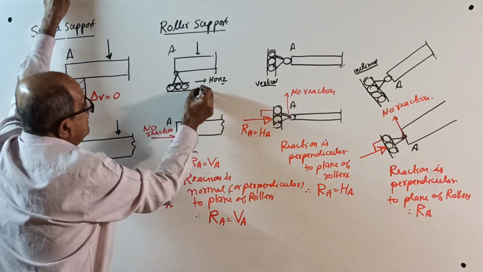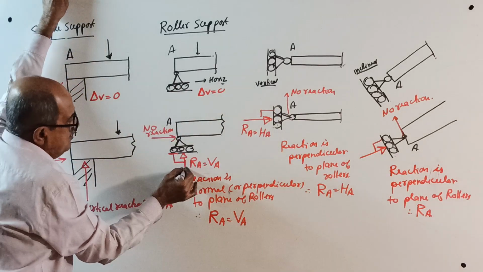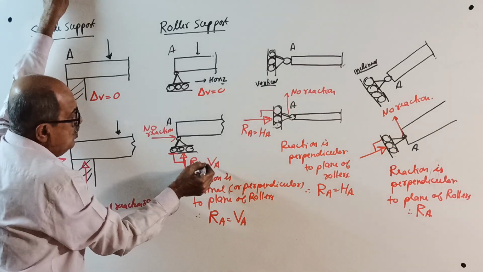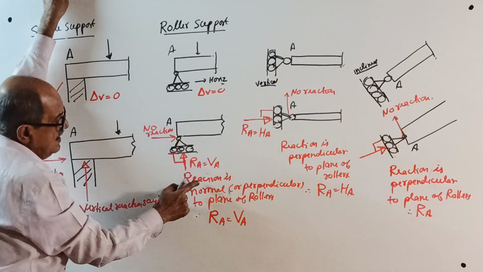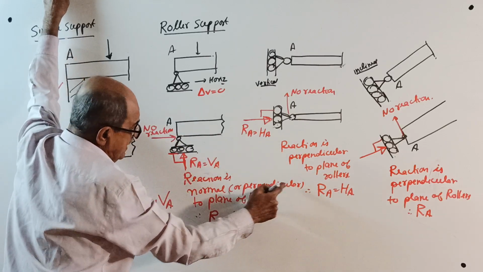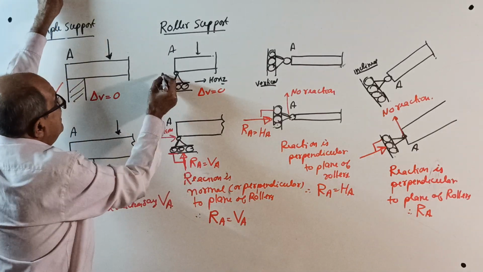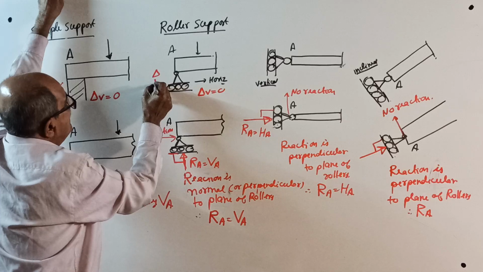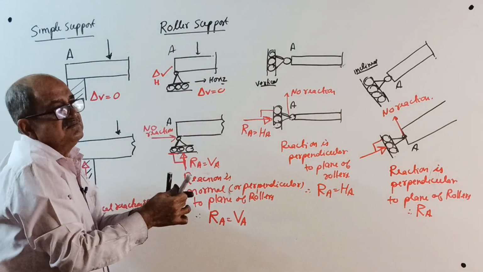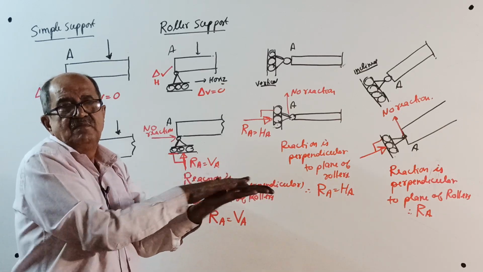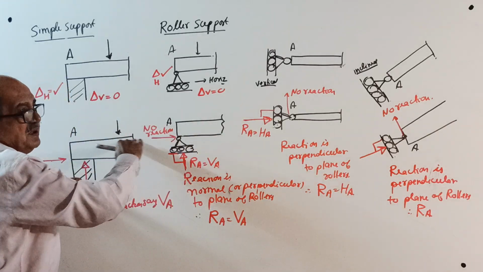Displacement in the vertical direction is 0. Therefore, there will be reaction RA, but vertical, therefore VA. Reaction is normal or perpendicular to the plane of the roller, so this RA I can call VA. And displacement in the horizontal direction is not 0. It is allowed. It can move, so no reaction this way.